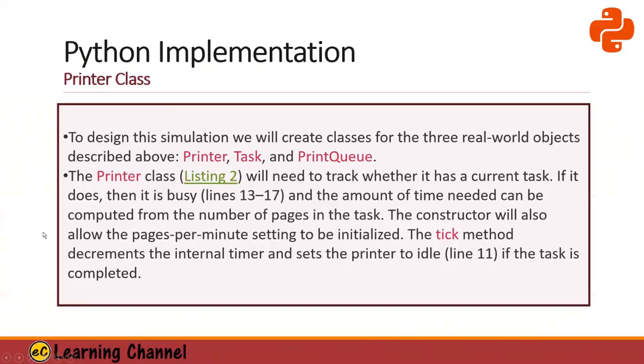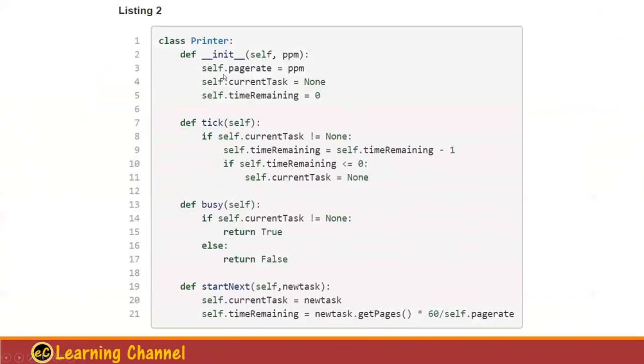The constructor will allow the page per minute setting to be initialized. Okay, whatever. So here we have a printer class. We have the page rate, so how many ppm, page per minute, that printer can serve. And then initially the task is none. Time remaining is none. Okay, when there's a tick, we increase the time. So the time remaining will drop.